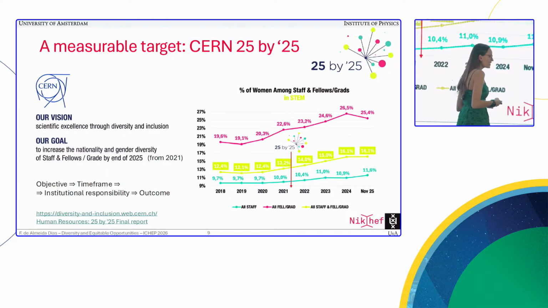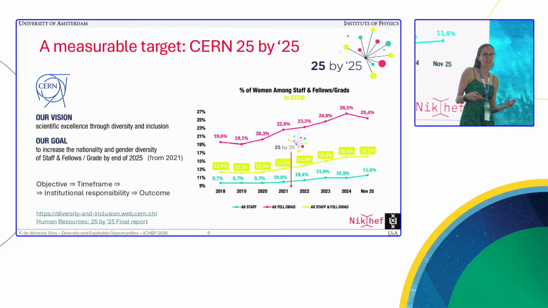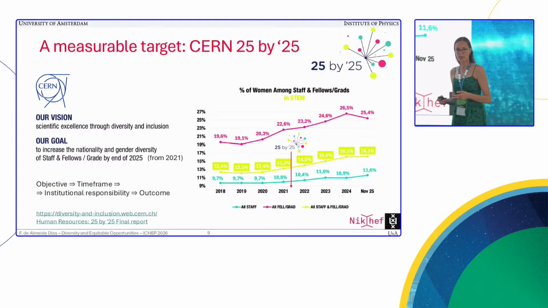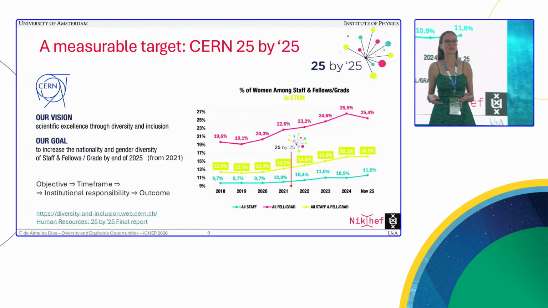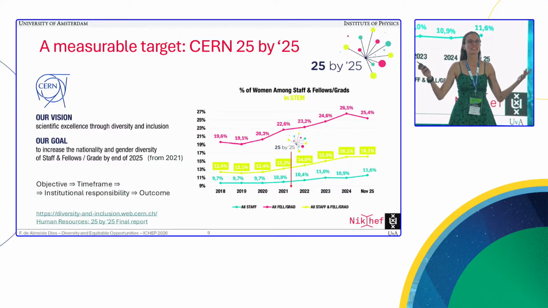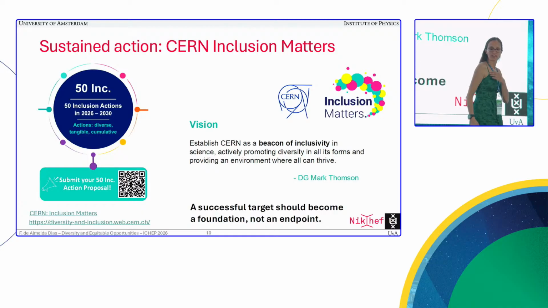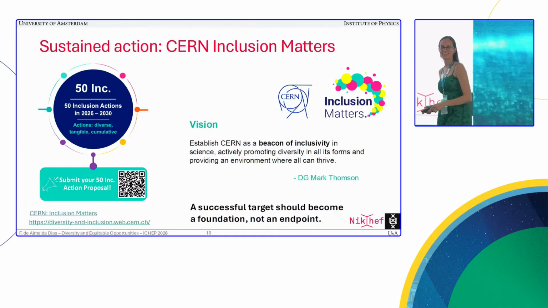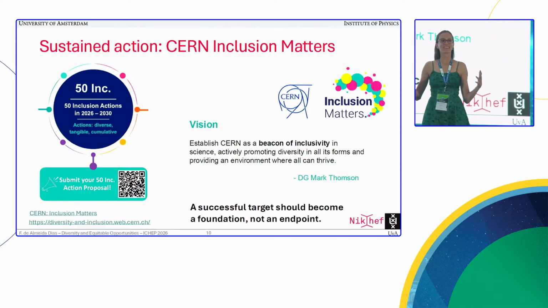So I think this kind of institutional action is very good because it means that the institution is recognizing that there is something that can be done within the system. But of course, having a target, okay, we passed 25, we shouldn't just say this is over, right? So now we have a new DG. Hi, Mark. And the continuation of this is then the sustained action.